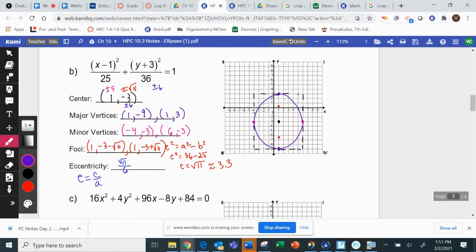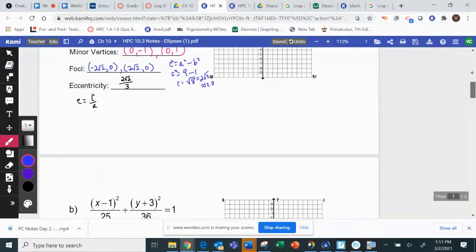So the eccentricity, if I could just look at that for a second, I typed that square root 11 divided by 6 in the calculator. It's about 0.55. The other one, what's the other one? 2 radical 2 over 3, or square root of 8 over 3. That one is about 0.94.